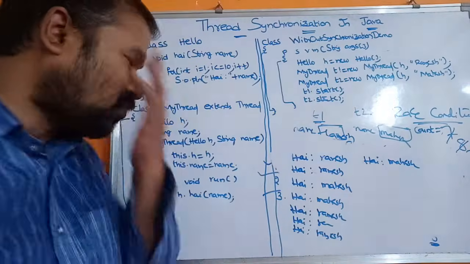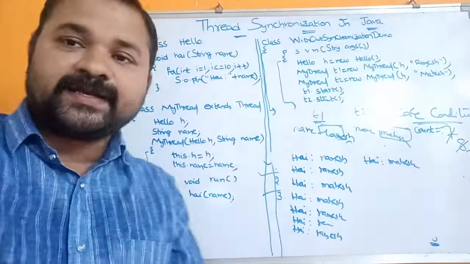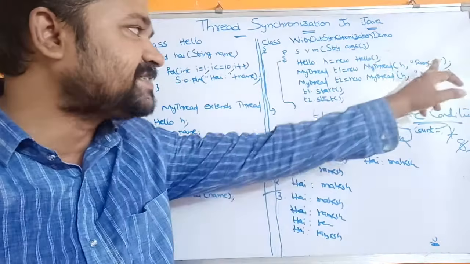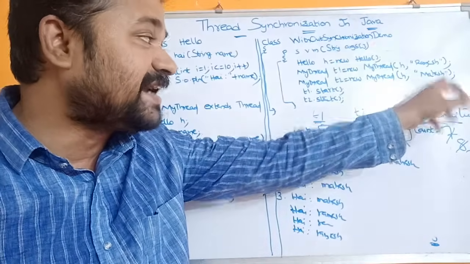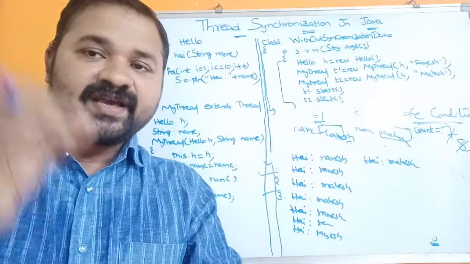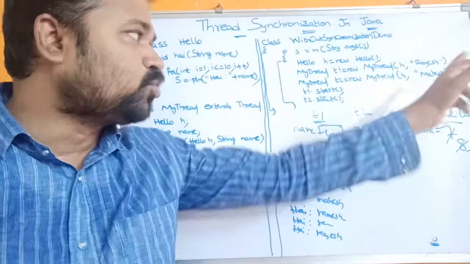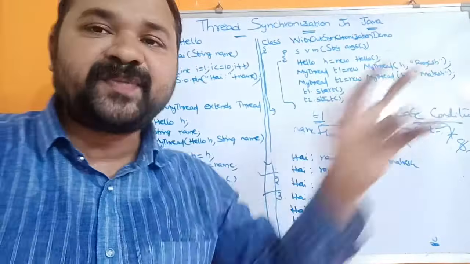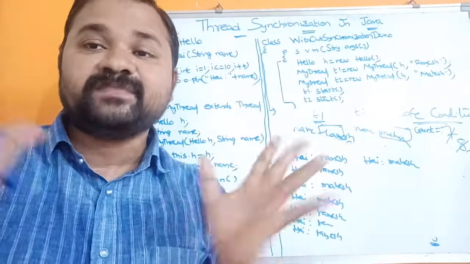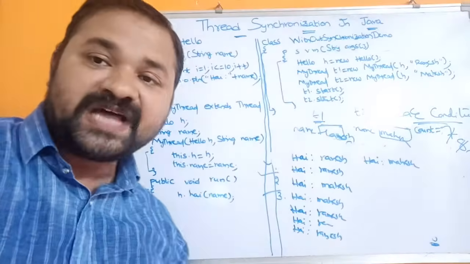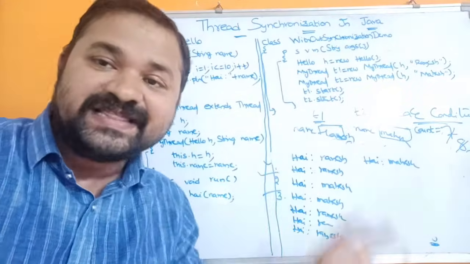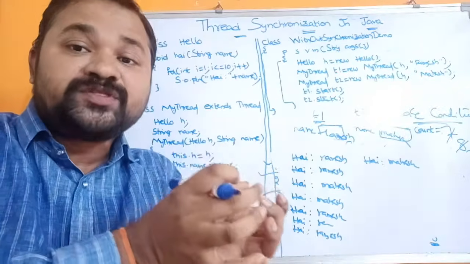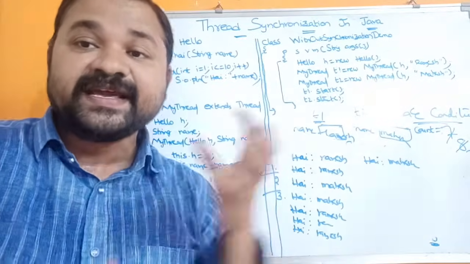So what have we done here? In this program, there are two threads. The first thread contains the name Ramesh. The second thread contains the name Mahesh. Our target is to display "hi Ramesh" 10 times and "hi Mahesh" 10 times. But how are we getting the output here? We are getting the output simultaneously. That means the two threads are executing simultaneously.